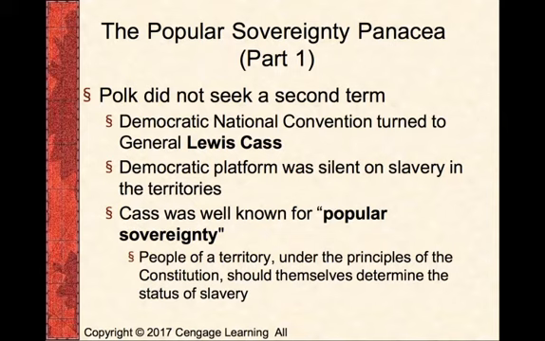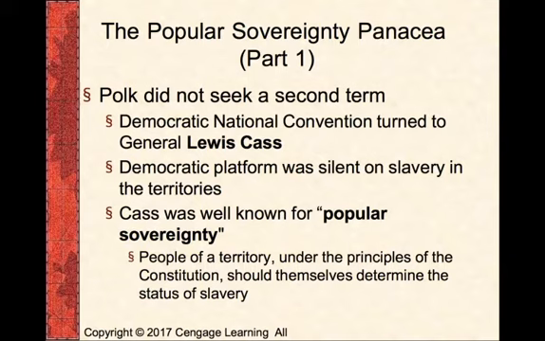Now, popular sovereignty panacea. One of the things we talked about in the last chapter was how Polk ran as a one-term president. He did not seek a second term. He was a man of his word in that respect. He could have very easily won a second term given the success of this Mexican-American War, but he chose not to. Instead, the DNC, the Democratic National Convention, turned to General Lewis Cass as being their candidate, and they stayed silent on the issue of slavery in the territories.